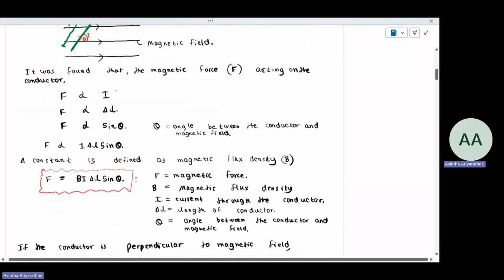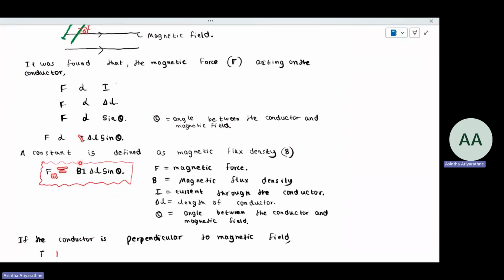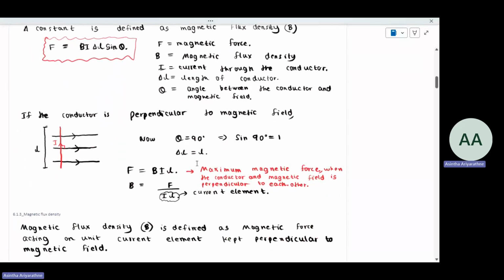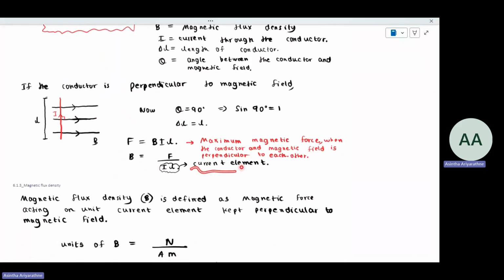Then we formulated the induced magnetic force on a current carrying conductor as F = B I L sin theta. B is the magnetic flux density, and theta is the angle between the conductor and the magnetic field. When the conductor is perpendicular to the direction of the magnetic field, we have the maximum force, F = B I L. This I L term is called the current element.